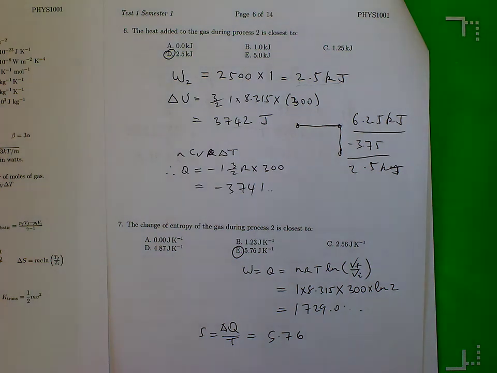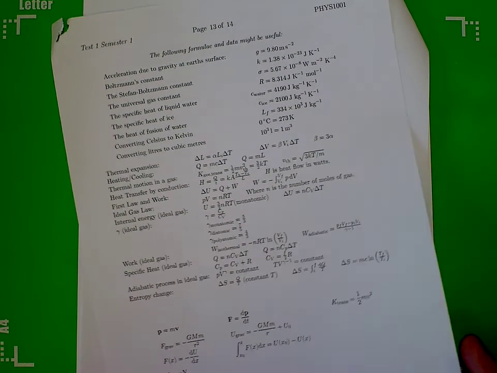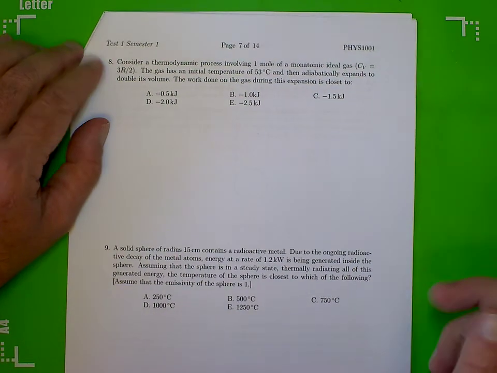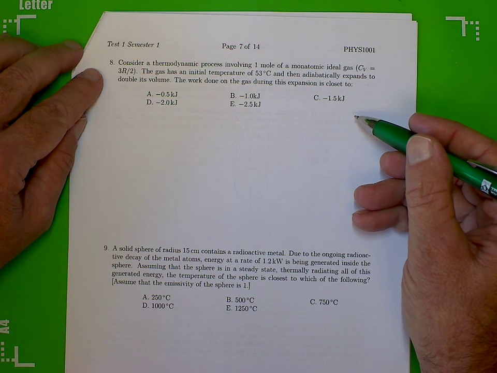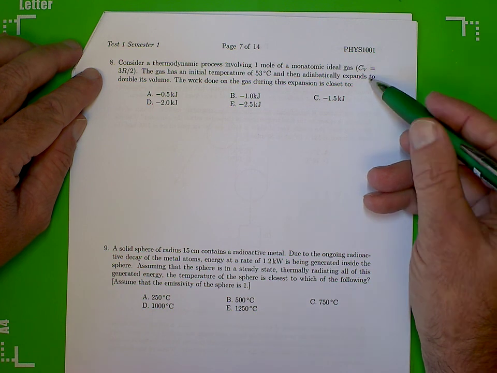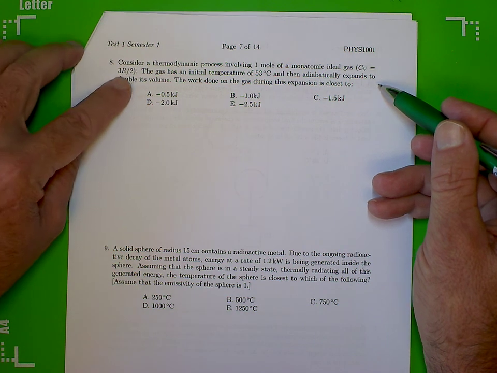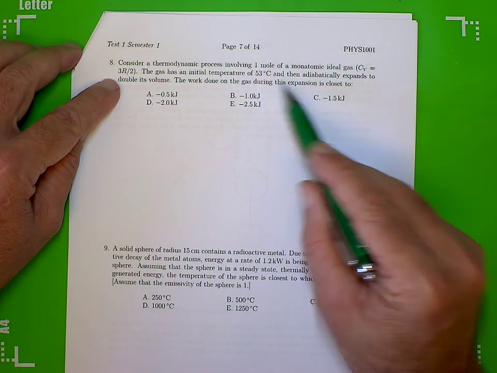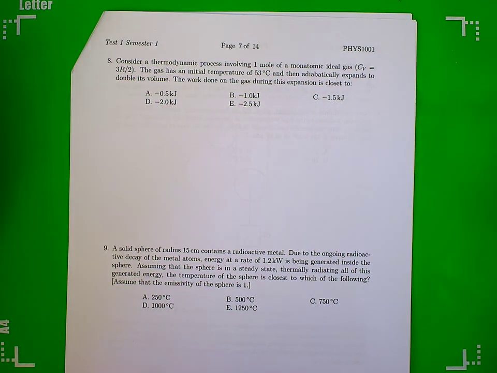So this question is testing your ability to apply some formulas and your recognition that entropy is a state variable. It doesn't matter how you get from one to the other. So we've done that. This is hard work. Okay. Let's have a look at this one. Okay. So I'm reading this and I'm thinking, right, 1 mole, monatomic ideal gas, Cv 3/2 R, initial temperature 53, and then adiabatically expands to double its volume. The work done during this expansion is closest to.